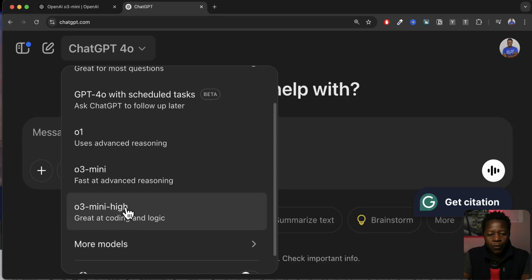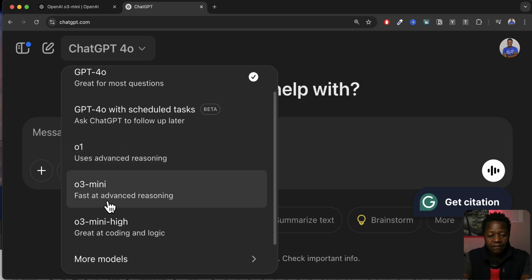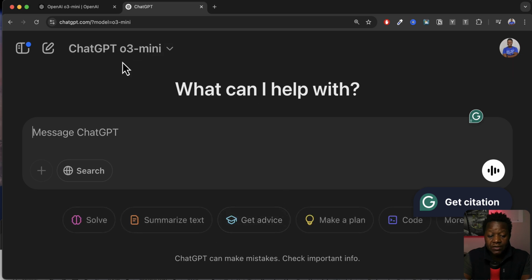All right, so if you go to OpenAI here, as we're recording this video, you will see a few things. We have O1, which says uses advanced reasoning, and then we have O3 Mini, fast and advanced reasoning. And also O3 Mini high. This says here it's great at coding and logic. Let's try O3 Mini.